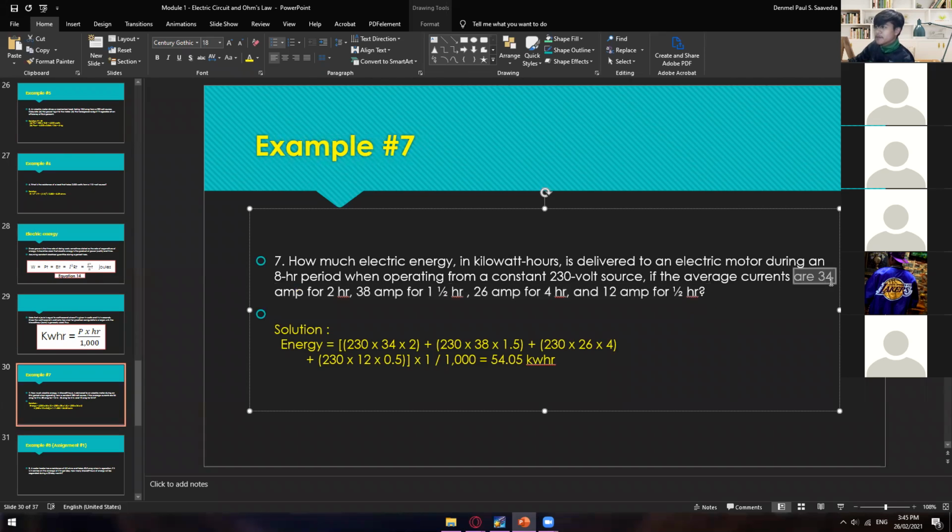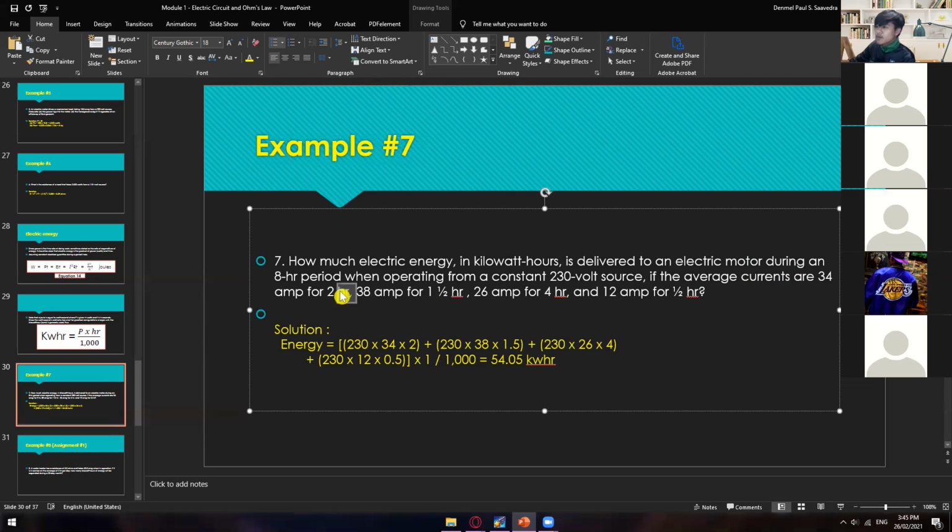So we have here 34 amps for 2 hours. So maybe let's say that's an electric fan. And then we have another 38 amps, which has been consumed for 1.5 hour. Say that one is a television. And then another two appliances.